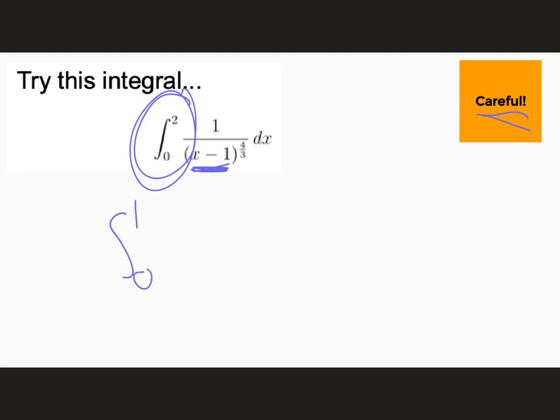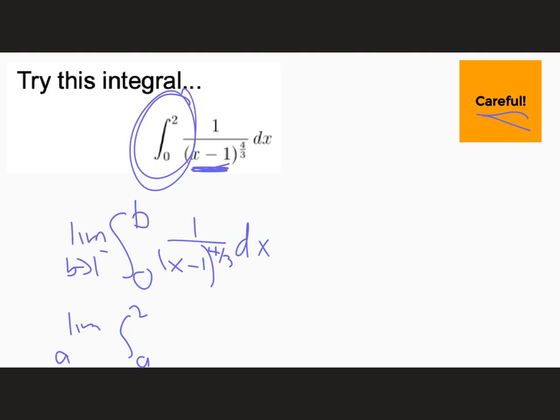You would have to go 0 to b, limit as b goes to 1 from the left of this thing. And then you'd also have to do from a to 2 in the limit as a goes to 1 from the right, of 1 over x minus 1 to the 4/3. And you'd have to evaluate both of those.